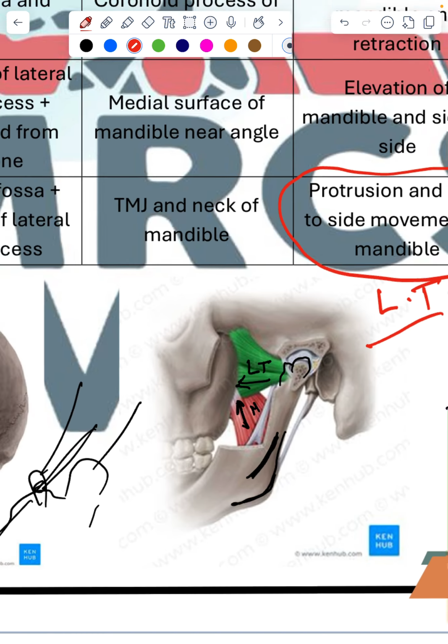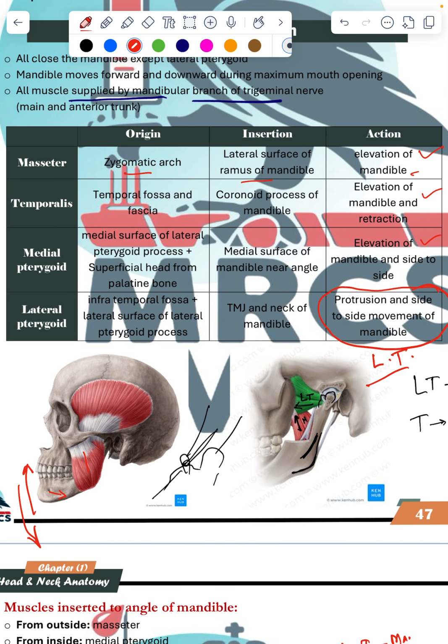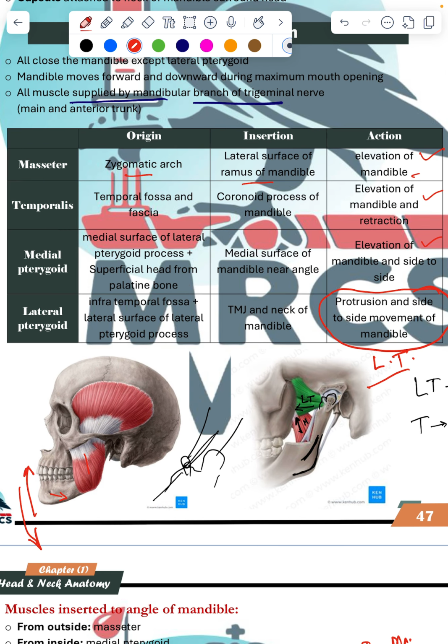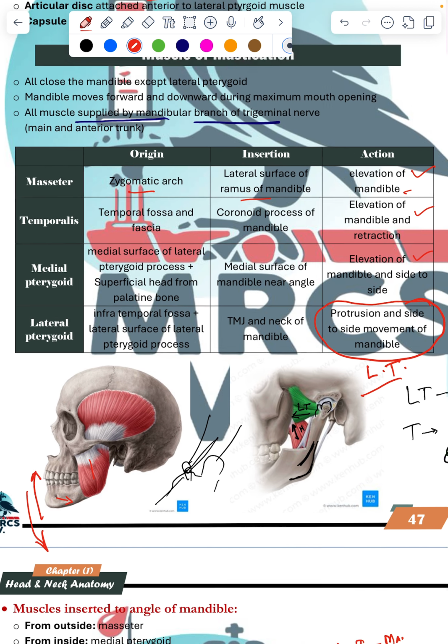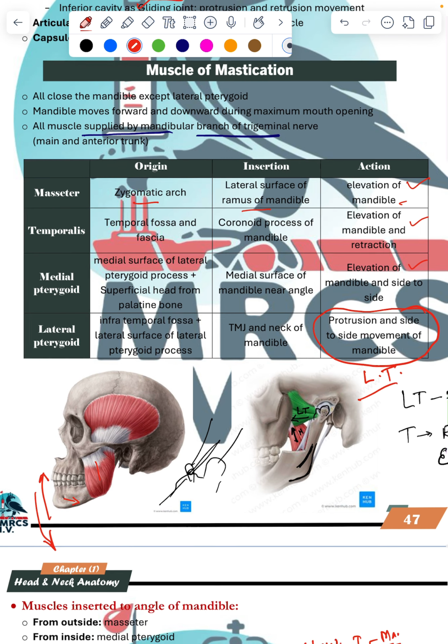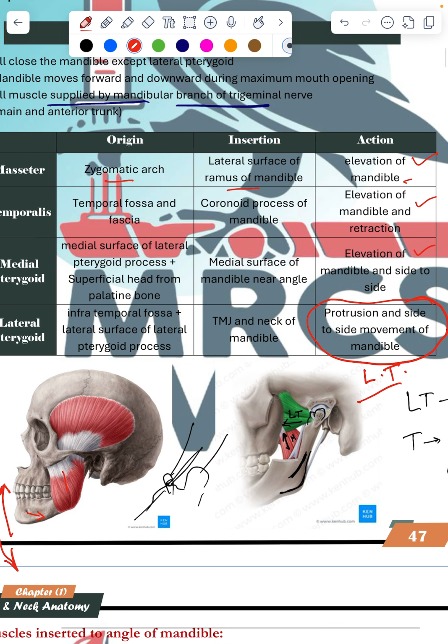So first try to understand where is the attachment of the medial pterygoid. Origin, it is the medial surface of the lateral pterygoid process. If you go a little bit deep inside the masseter and all this, there is a pterygoid process. From this medial surface of the lateral pterygoid process, it is arising, and inserting on the medial surface of the angle of mandible. This is the angle of mandible and the medial side.